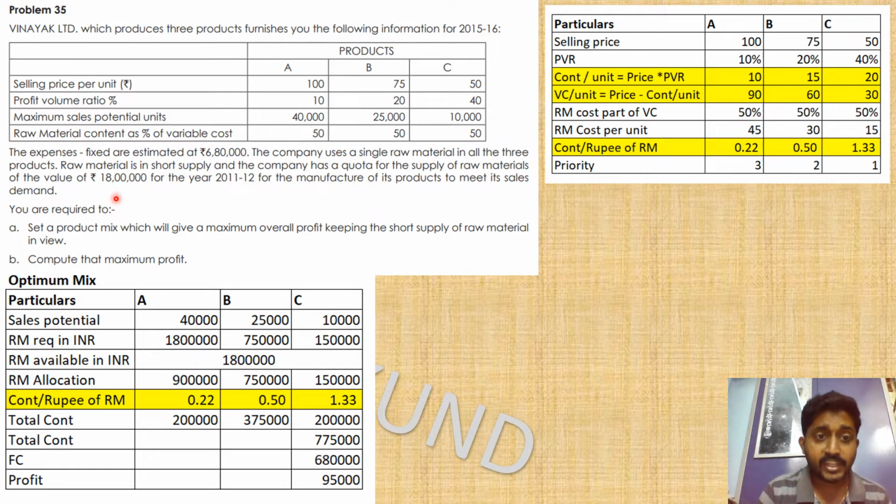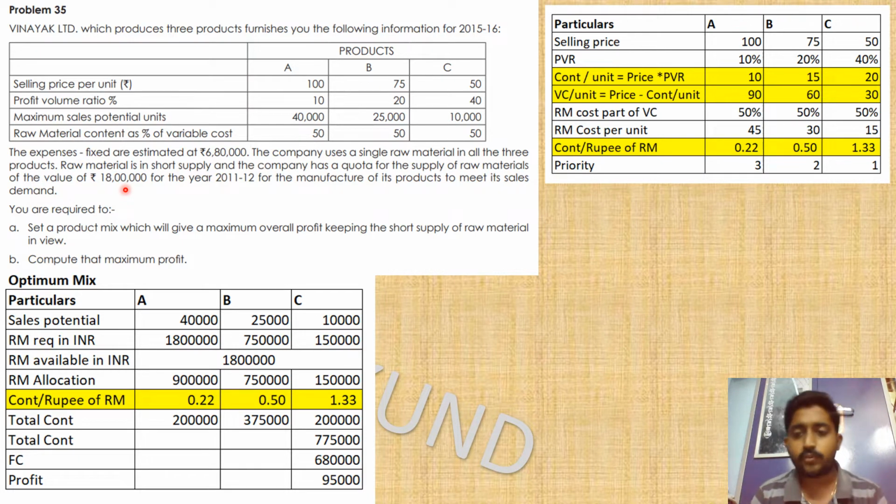But here, raw material kg is not given. At kg level, it is not a short supply. It's 18 lakh, so how many kg that is, they have not given. So out of 18 lakh, what will you do? Here we have to find contribution per rupee of raw material. This unique step is making this a very important problem. That's why I chose this problem to solve in this video.